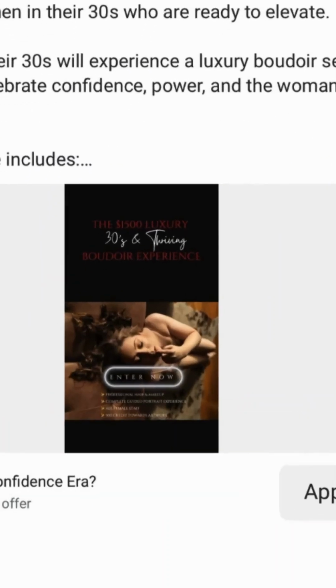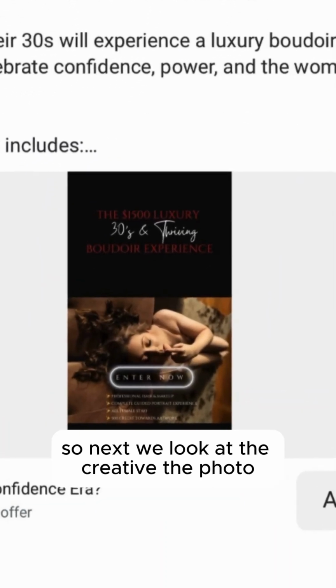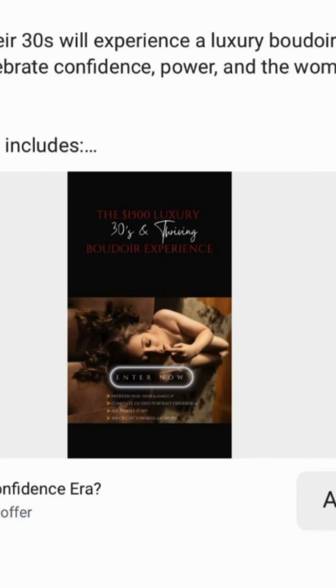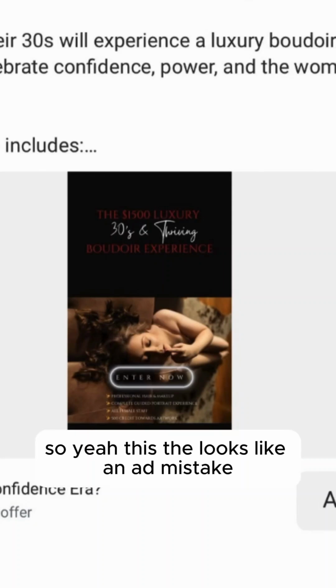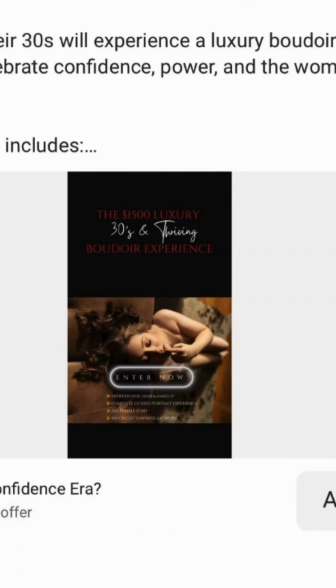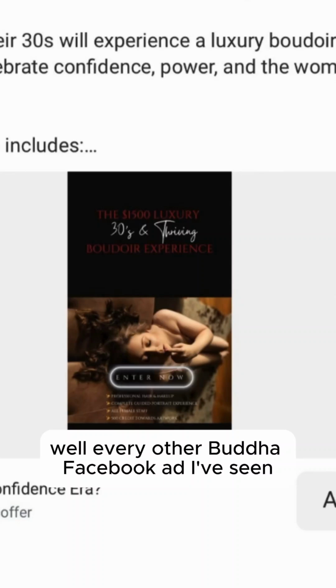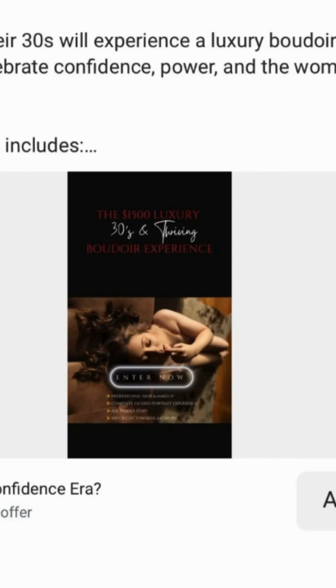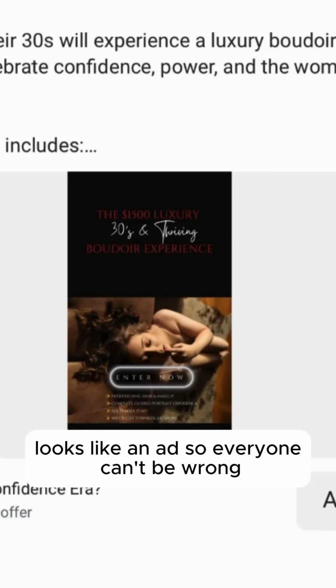Next, we look at the creative, the photo. So yes, this looks like an ad mistake. The false belief that caused us to make this mistake is, well, every other Boudoir Facebook ad I've seen looks like this, looks like an ad. So everyone can't be wrong, can they?